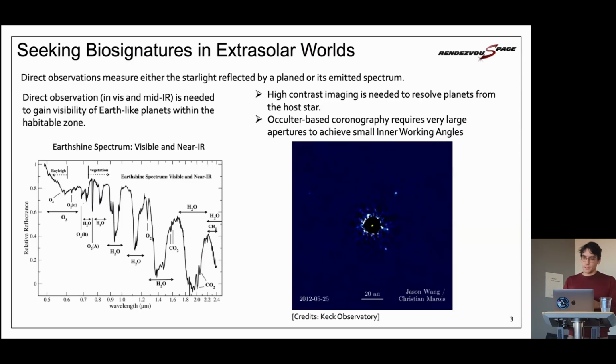However, the problem is that occulter-based coronagraphy, this kind of technique, requires very large apertures to achieve a very small inner working angle, as you can see in this plot, in this video here from the Keck Observatory. The planets that are observed are at a distance from the star that is more than 20 astronomical units. How do we do this?